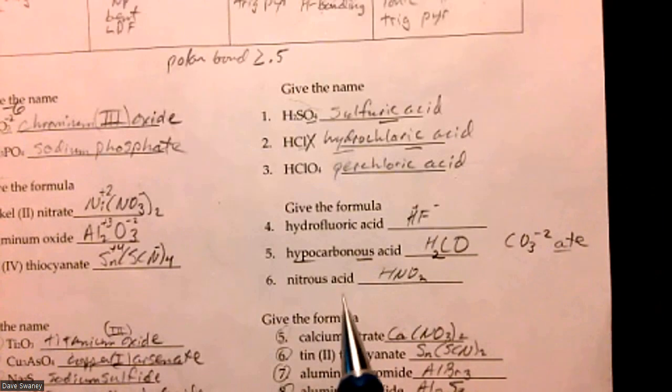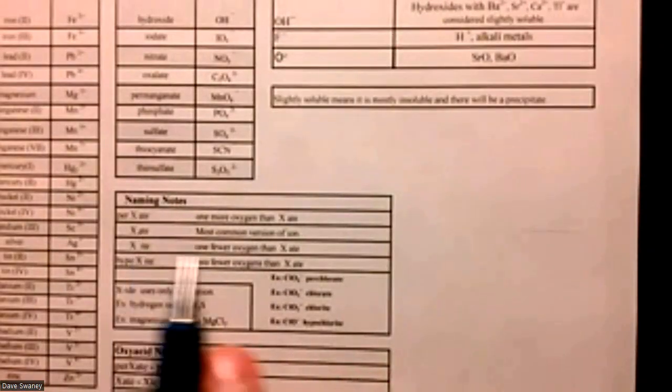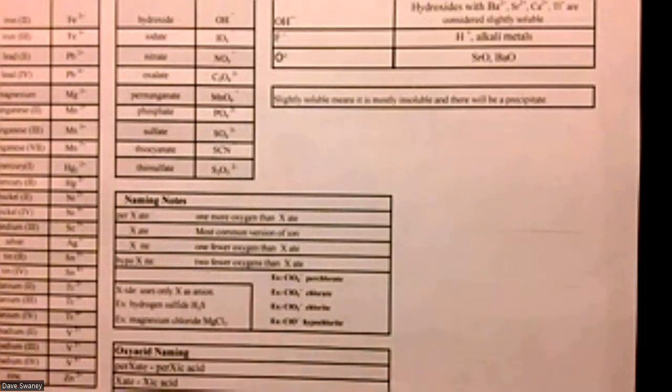This is carbonate. It ends in ATE, which would give us carbonic acid. Look at your acid naming chart. Carbonate would give us carbonic acid, but we have two fewer oxygens.